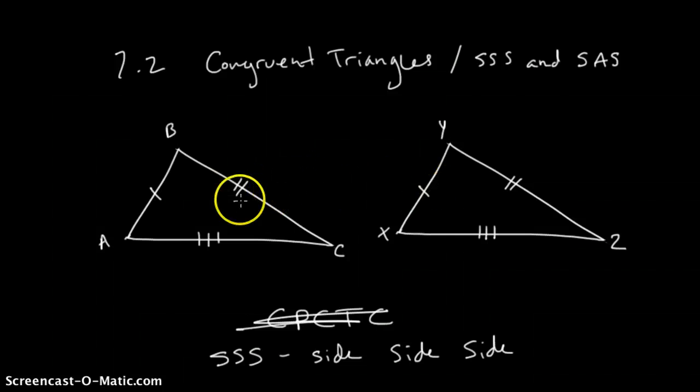So how do you know these two triangles are congruent? By SSS, side, side, side. That's how you would answer that question. How do you know they're congruent? SSS. Just by looking at the three corresponding and congruent sides, I know that the triangles are congruent. And so then you could write a congruent statement like triangle ABC is congruent to triangle XYZ.